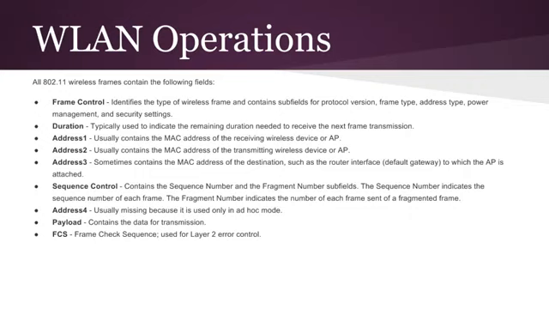Then we have the sequence control, which contains the sequence number and fragment number subfields. Then we have the fourth address. That's commonly missing because it's only used in ad hoc. And the payload, which is the data for transmission. Lastly, it has the FCS, which is the frame check sequence used for layer 2 error control.